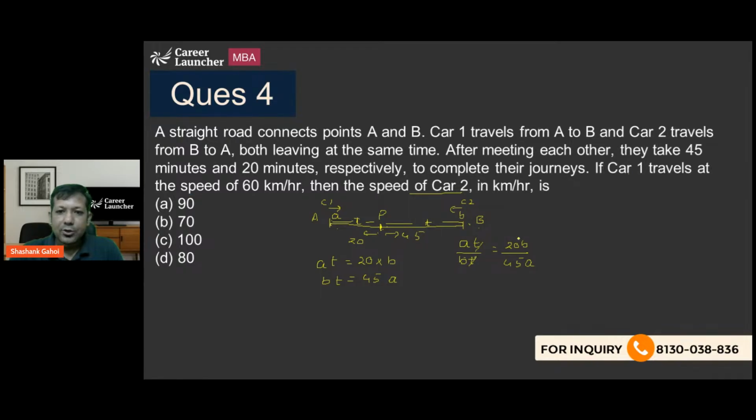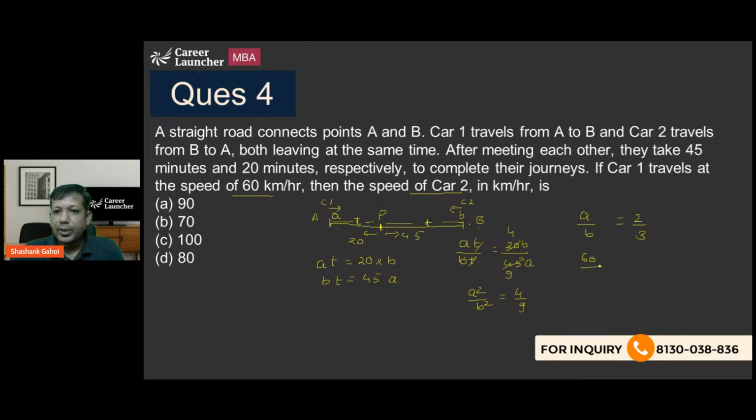This I can cancel out by 5. This is going to be 4. This is going to be 9. So I am going to say that is A square upon B square, and that's equal to 4 by 9. So from here, I can directly conclude that A by B is going to be 2 by 3. Speed of car 1 is 60. It means A is 60.